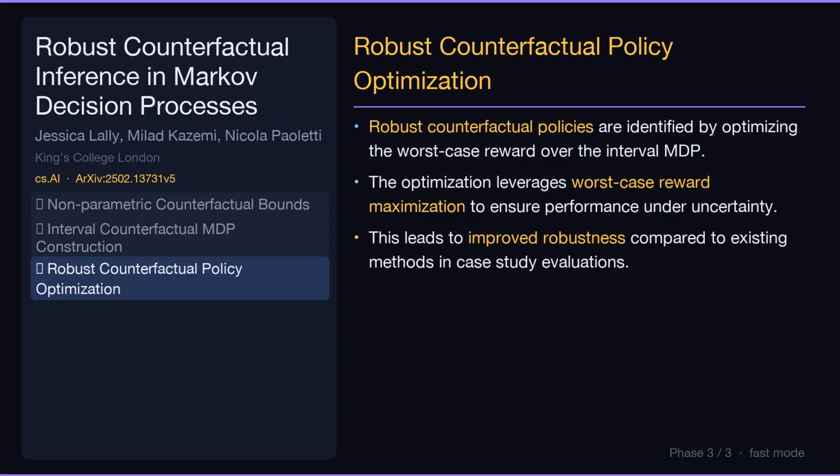Contribution 3. Robust counterfactual policy optimization. Robust counterfactual policies are identified by optimizing the worst-case reward over the interval MDP. The optimization leverages worst-case reward maximization to ensure performance under uncertainty. This leads to improved robustness compared to existing methods, in case study evaluations.